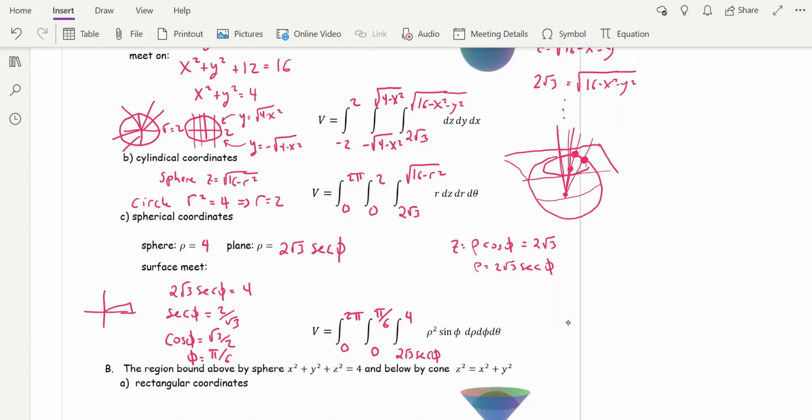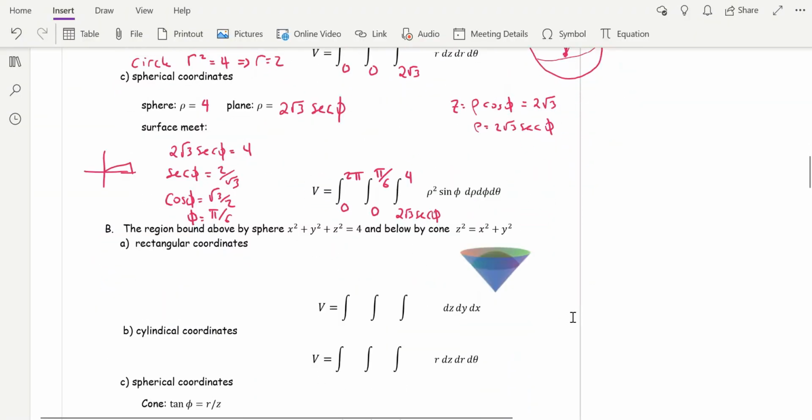So like I said, that's a whole different animal than the cylindrical and the rectangular. Okay, let's do another one. Ice cream cone. The region bound above by the sphere and below by the cone.